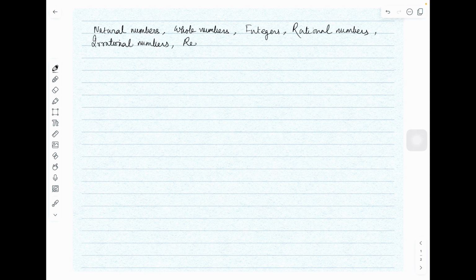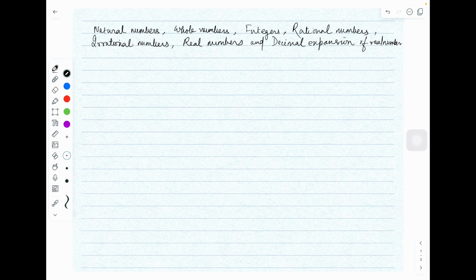Then we came to know about real numbers. So we learned about natural numbers, whole numbers, integers, rational numbers, irrational numbers, and real numbers. And at the last we also learned about decimal expansion of real numbers. These topics we have covered in 3 sections of NCERT, that are part of NCERT's first chapter.